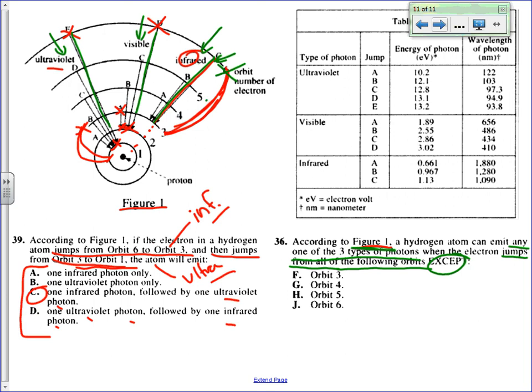What about 5? Well, we have a jump that starts here, a jump that starts here, a jump that starts here. So 5 is not our answer. 4, we have a jump that starts here, a jump that starts here, a jump that starts here. 4 is not our answer. 4, 5, and 6 can release any of the types. We're looking for the one that can't. In this case, if we look at 3, you'll notice that infrared does not have a jump that starts at 3. Which means if your jump starts at 3, you cannot release an infrared photon. So that's why orbit 3 is our answer.